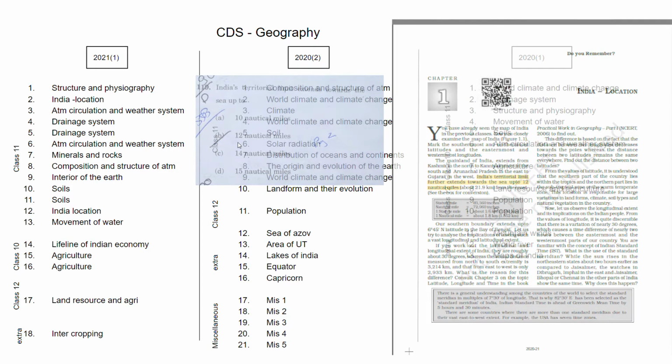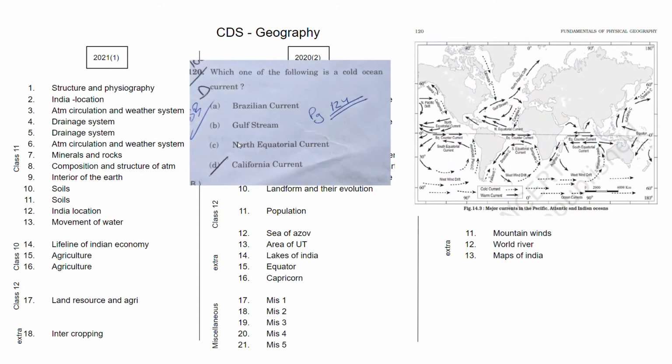Coming to the next question, which is from the movement of water chapter. Which of the following is a cold ocean current? Now from the book, here's a screenshot about the cold currents and warm currents. It is from the chapter Movement of Water. Now here you can see there are cold currents as well as warm currents mentioned. All you need to do is find it. Like California, here is a dashed line, so cold current. Okay, so California was the answer.